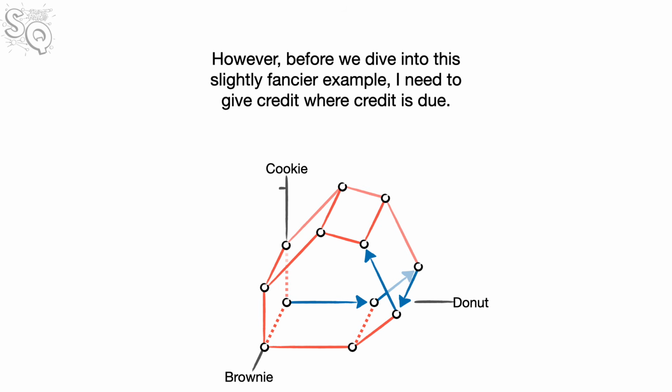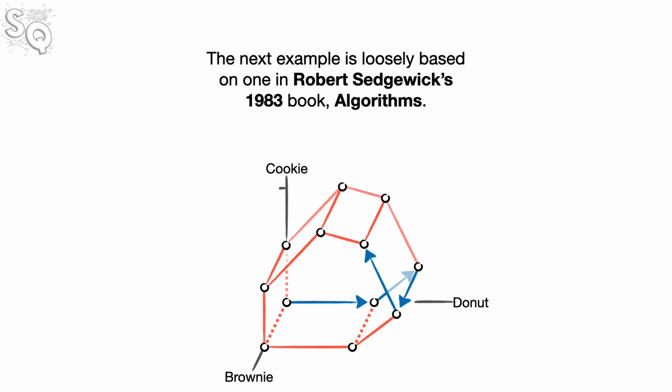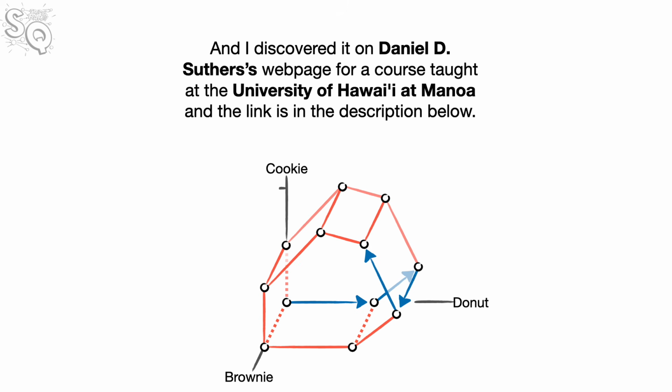However, before we dive into this slightly fancier example, I need to give credit where credit is due. The next example is loosely based on one in Robert Sedgwick's 1983 book, Algorithms, and I discovered it on Daniel D. Souther's webpage for a course taught at the University of Hawaii at Manoa, and the link is in the description below.